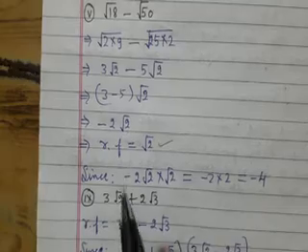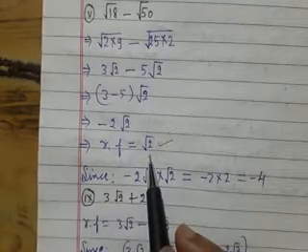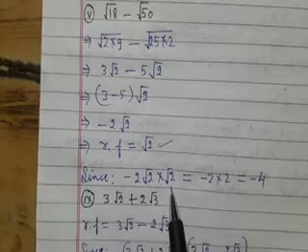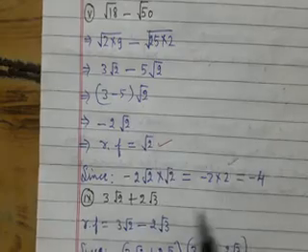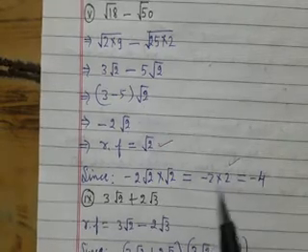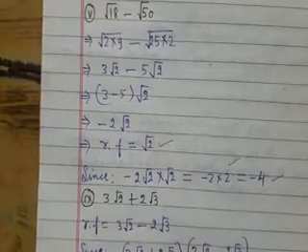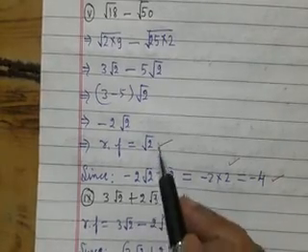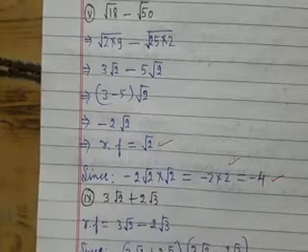When you multiply minus 2 root 2 with this RF, in short RF, rationalizing factor, we are multiplying with root 2. Root 2 into root 2 is 2, and this is minus 2. So finally we get minus 4. This is a rational number. Hence RF is root 2.